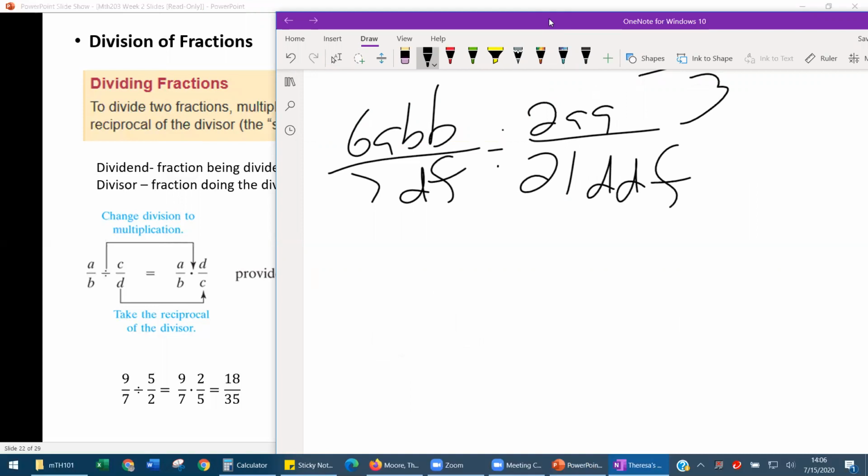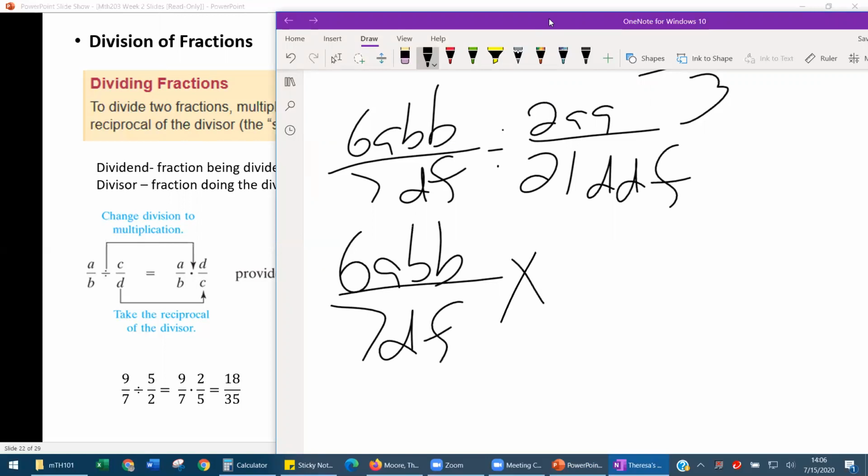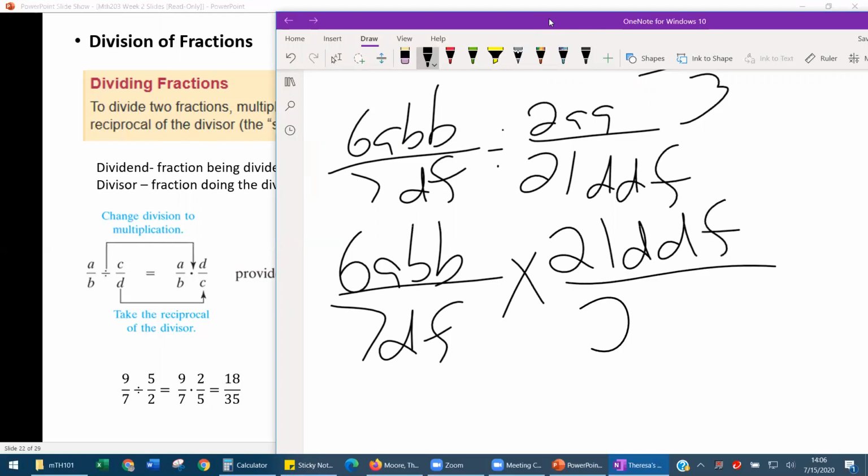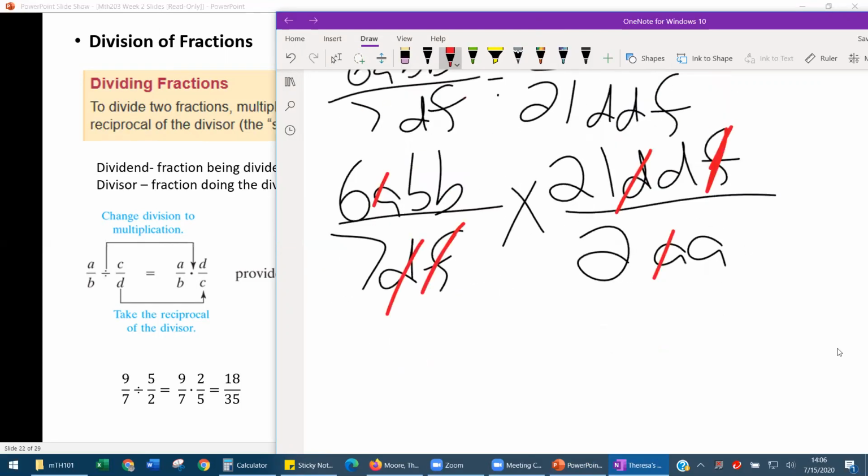So I'm going to keep the first one. Change the operation, and then I'm going to flip the second one, 21ddf over 2aa. So I'm going to start canceling. This a and this a. This d and this d. Let's see, any b's on the bottom? No. Oh, the f's cancel. Okay. So I've taken care of all my variables.